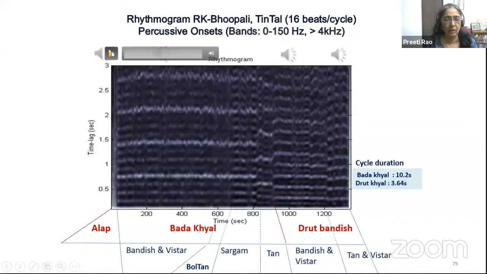And here we have got into the composition section, the bandish, which is at a regular tempo.